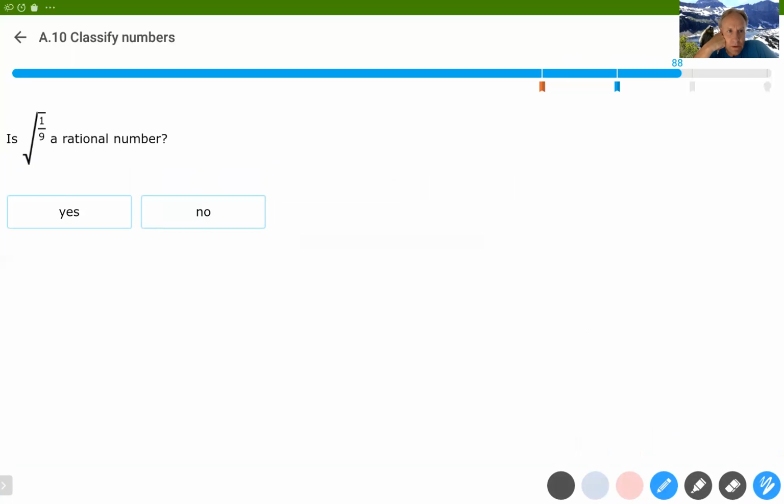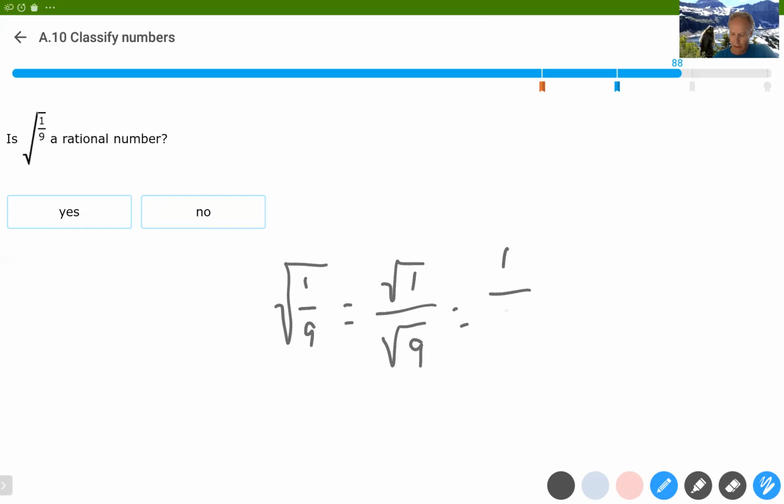The square root of 1/9, a rational number. So the square root of 1/9 can be separated out: the square root of 1 over the square root of 9. Since both of these are perfect squares, the square root of 1 is 1, because 1 times 1 is 1, and 3 times 3 is 9. So 1/3 is a rational number.